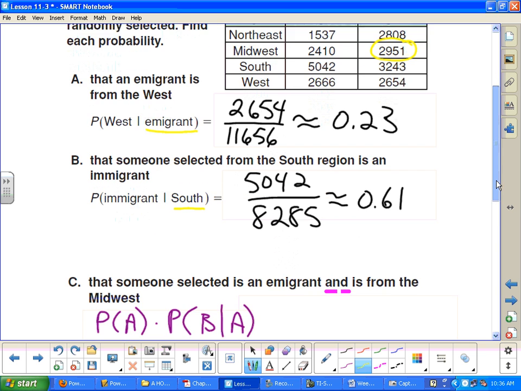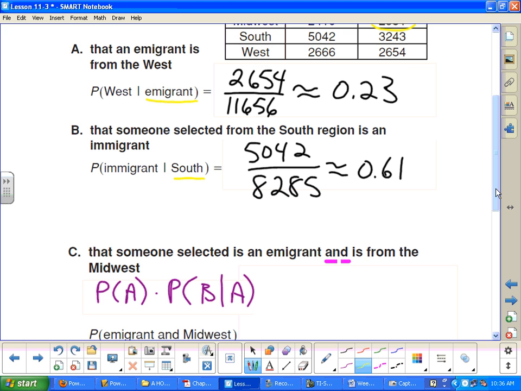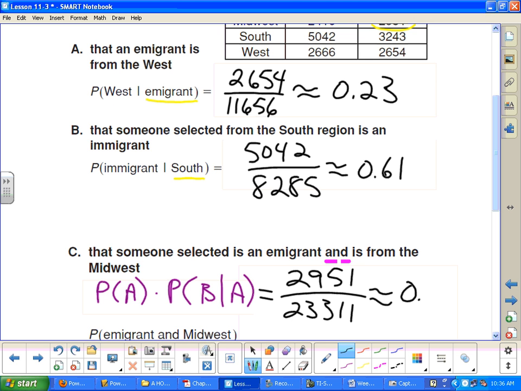Right? So we got 2,951 over what? Okay, which is approximately what decimal? Okay. All right, so about 13% of them is the case.